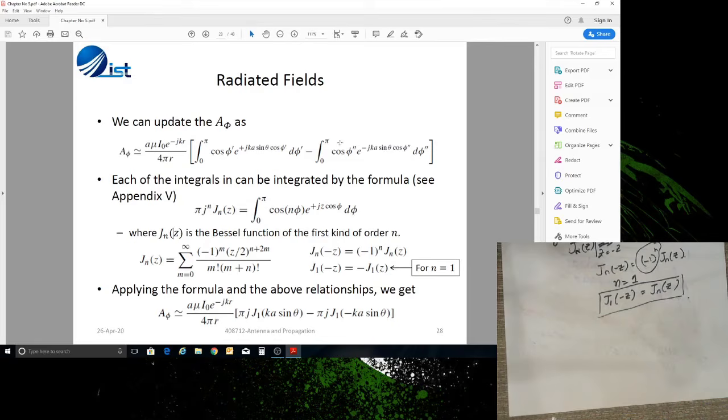सो अब इसी तरह हम जब सेकेंड इंटीग्रल को देखते हैं तो यहाँ पे जो z की वैल्यू आती है, it comes out to be minus ka sine of theta. So it will be minus ka sine of theta. Rest of the arguments are the same. So you have a negative sign here, you will have a negative sign here.